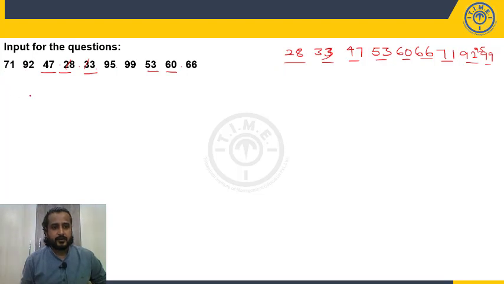Okay. So what should be my step 1? The least one. What is the least one? 28. So 28 should be shifted to the left hand. The highest, 99, should go to the right hand. What about the remaining ones?